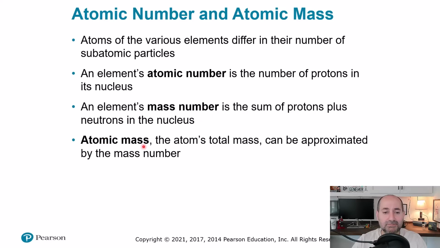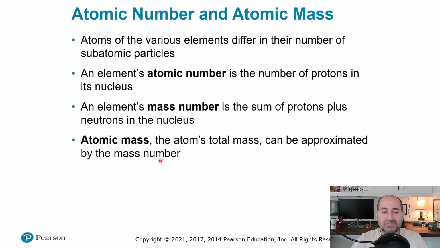Now, the atomic mass is the atom's total mass, which is not just the number of protons and the number of neutrons, which is the mass number, but that also includes the mass of the electrons. But remember, I told you that the electrons are so teeny tiny. They are 2,000 times smaller than an individual proton or a neutron, so that it's negligible. It doesn't even matter. It can be approximate. The atomic mass can be approximated by just looking at the mass number.